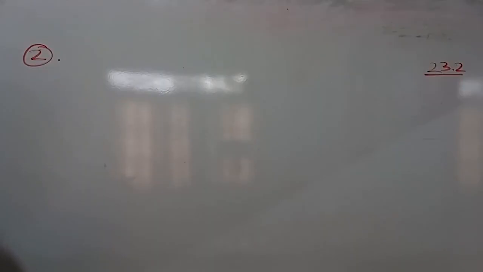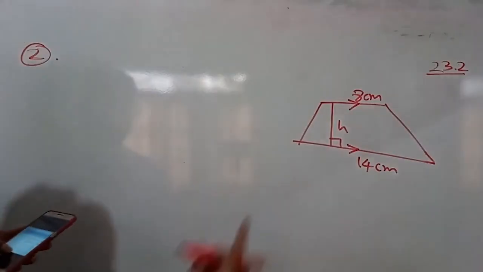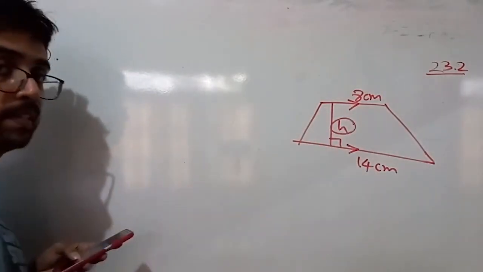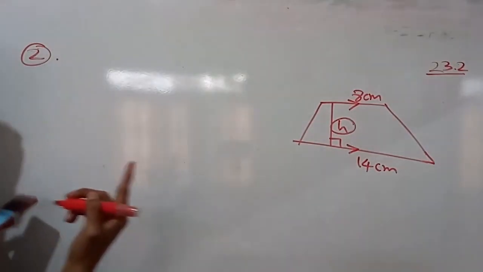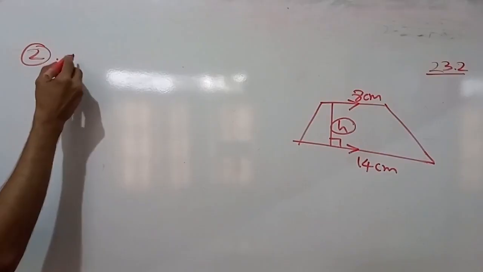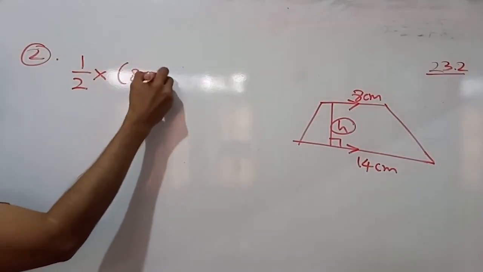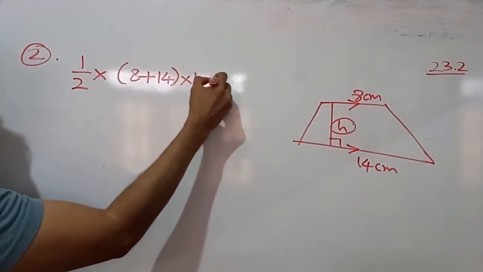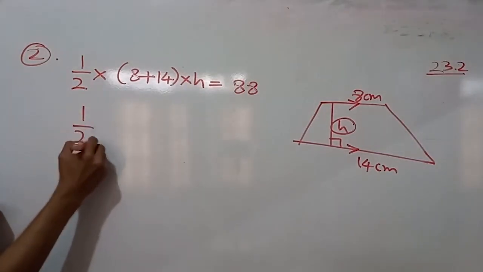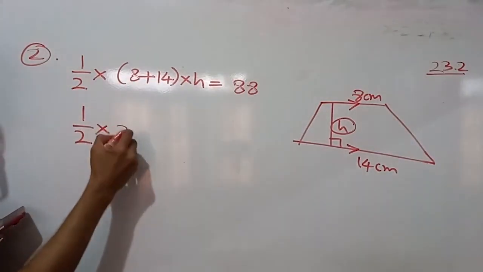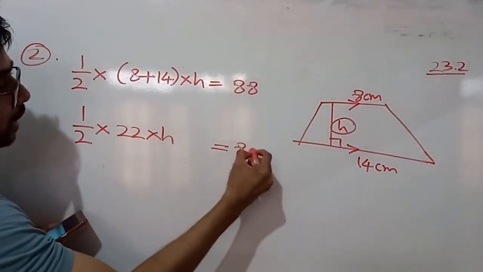So this is question number 2. If the area of the trapezium in the figure is 88 square centimeters, find the value of h. So they are asking us to find this h, or perpendicular height. And also the area is given to us, that is 88 square centimeters. So half into 8 plus 14 times h is equal to 88. So half into 8 plus 14, that is 22, times h, equal to 88.